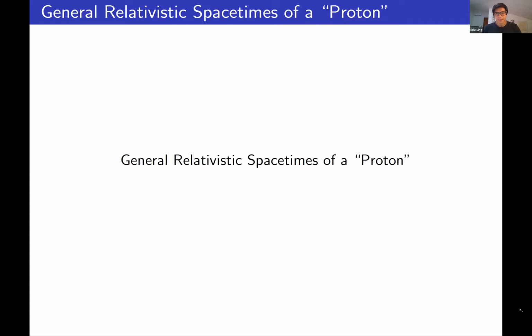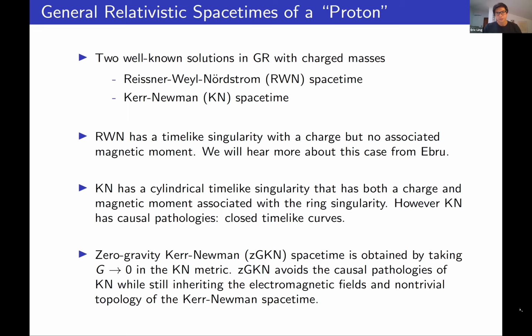Okay, now we want to look at solutions in general relativity which model a proton. So there are two well-known solutions in GR with charged masses. These are the Reissner-Weyl-Nordström spacetime and the Kerr-Newman spacetime. The Reissner-Weyl-Nordström spacetime has a timelike singularity with a charge but no associated magnetic moment. And we will hear more about this case from Abreu later, where they will insert a magnetic moment into the Hamiltonian by hand. The Kerr-Newman spacetime has a cylindrical timelike singularity that has both a charge and a magnetic moment associated with the ring singularity.